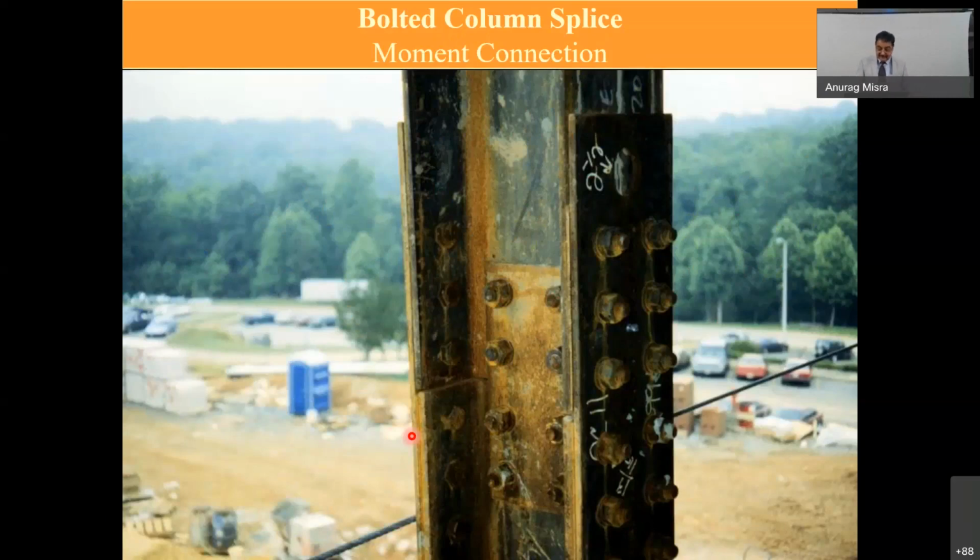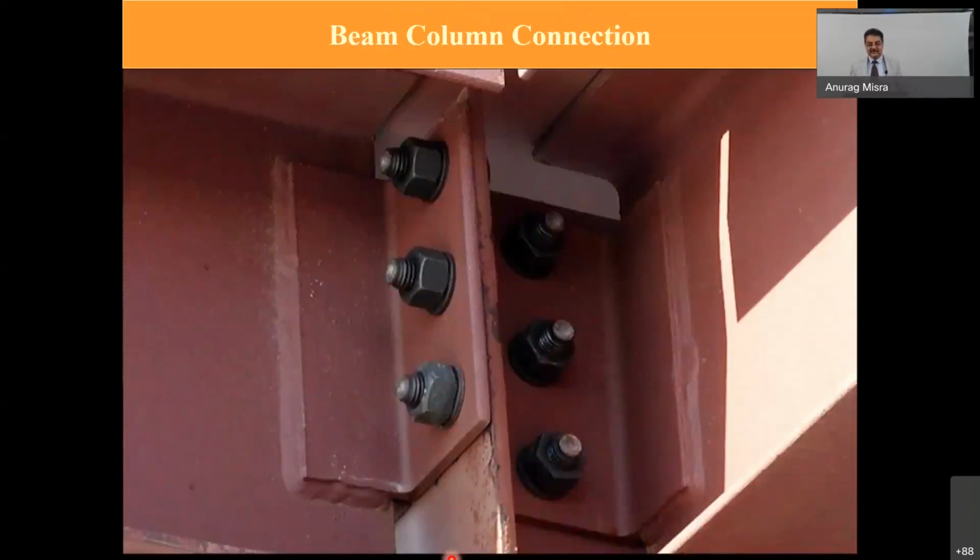This is a splicing connection where you have one I section, another I section, and then you have the splice plate, and then the connection is done. Web splicing is also done. Sometimes the splice plate is kept from the inside as well. So basically, like we do in girder bridges, the splice connection needs to be made.